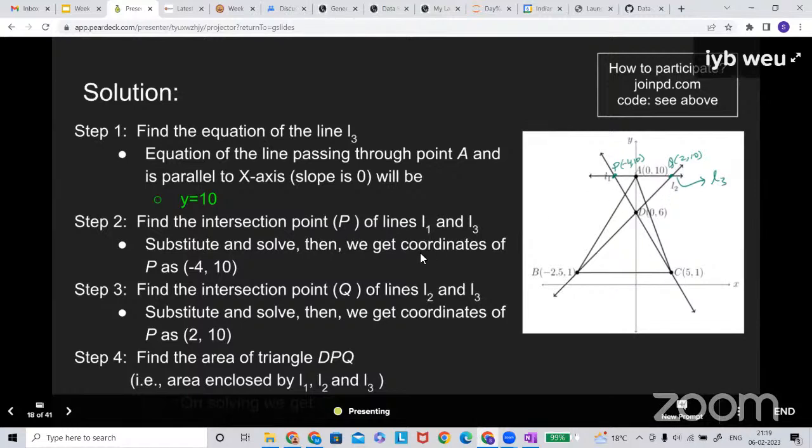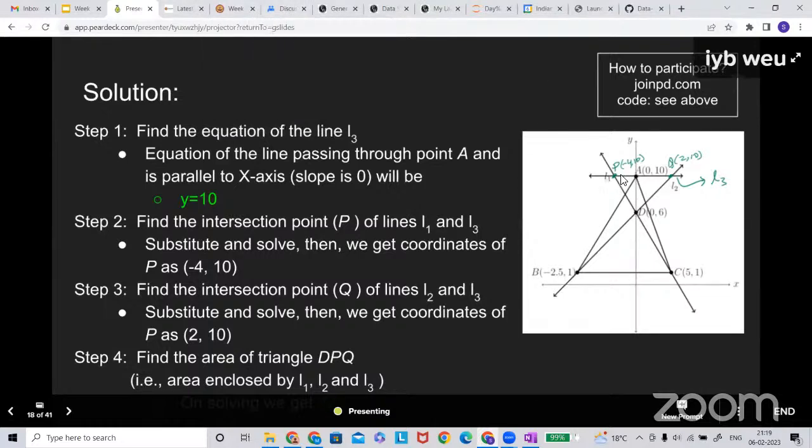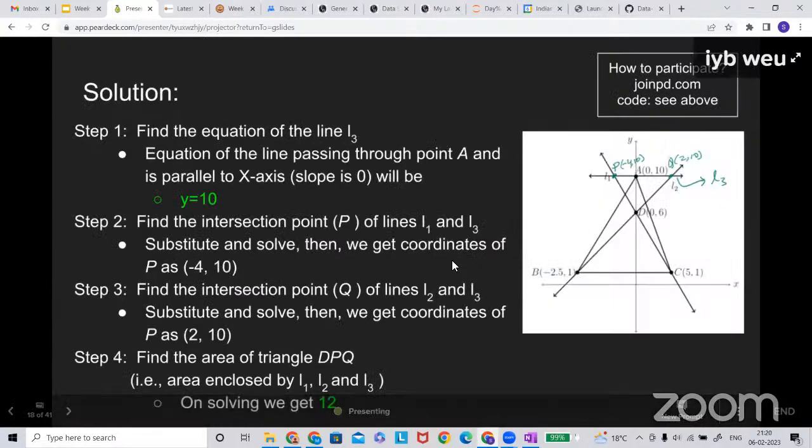So you can use the formula for finding the area of triangle. Otherwise, find the distance between these two points P and Q, and then the height. The point D is at 6 and this is at 10, so this height, this distance, is going to be 4. Just multiply 1 by 2 base into height, and you'll get the answer. On solving you'll get 12.